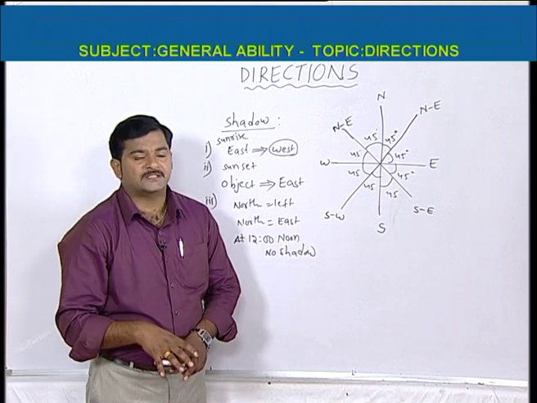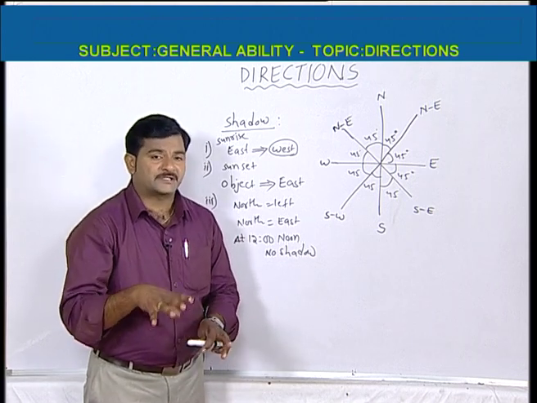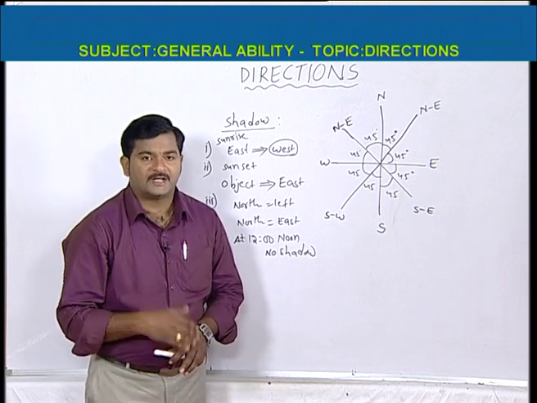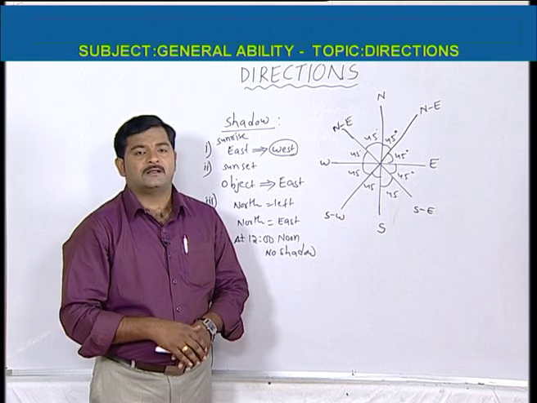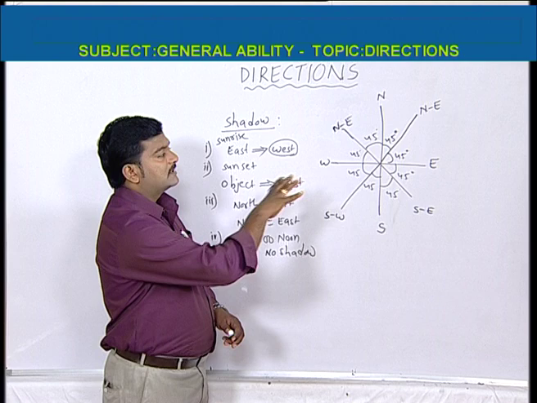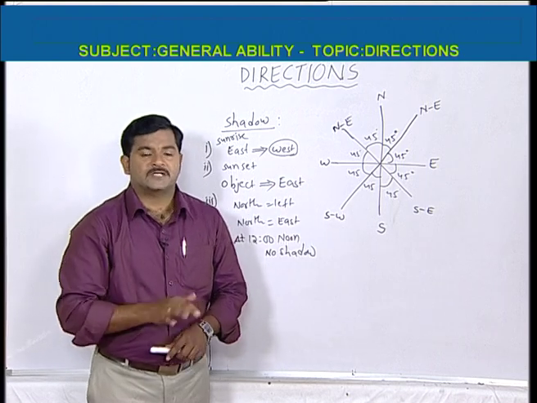At the time of sunset, the shadow of an object is always towards the east direction only. In the evening time, or at the time of sunset, the shadow of an object is always towards what we can say? East direction. That is the second point.